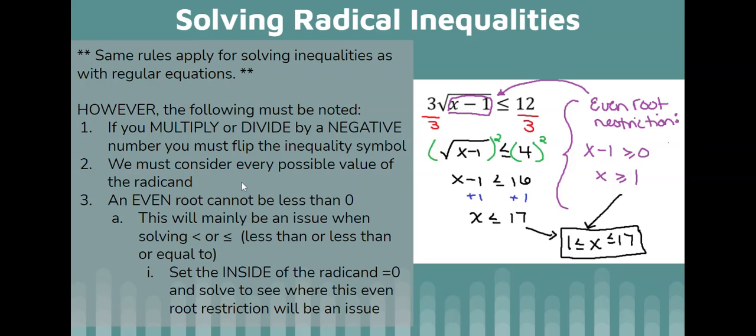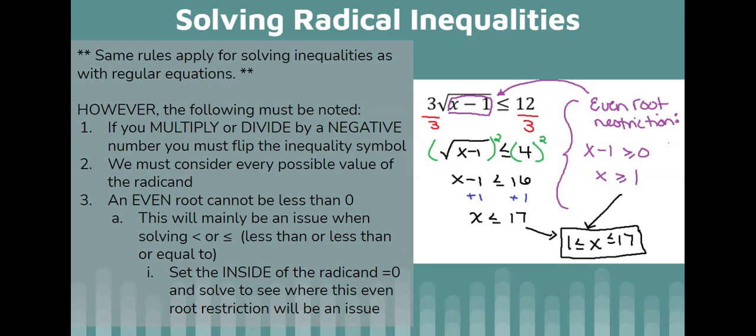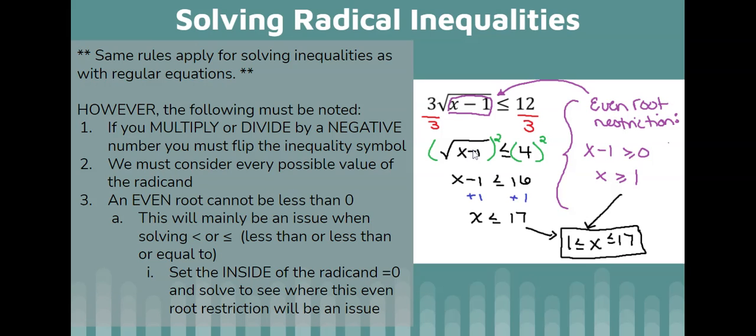And we have to consider every possible value of the radicand. So we know that the values are going to be either greater than or less than or equal to's. So the biggest issue is with our even roots where we can't have negatives. So in this case where it says x is less than or equal to 17, that's great, but it really can't be less than a point that's going to make this interior 0 because I can't have a negative number on the inside here. So in that case, we have to have an even root restriction.